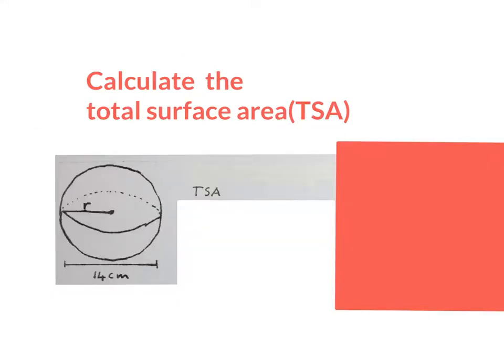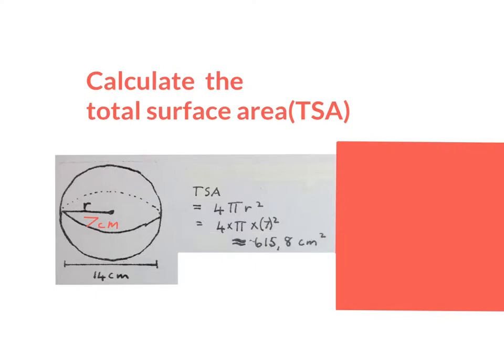Firstly, they give us this sphere. They ask us to calculate the total surface area, abbreviation TSA. They gave us the diameter of the sphere as 14 centimeters. The formula will be 4 pi r square. Because the diameter was 14 centimeters, the radius will be 7. So I can just fill it in, 4 times pi times 7 square.